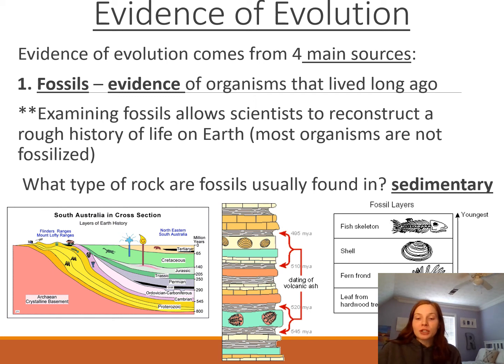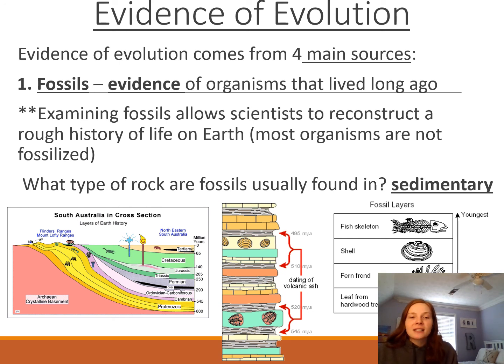Now, it's important to note that it is a very rough history. It's definitely not complete. And that's because most organisms are not fossilized. They may not be fossilized because they don't have hard shells or hard backbones that will fossilize. There may not be enough of them to be fossilized. And so we're probably missing about 90% of the organisms that lived on Earth in terms of the fossil record. So it's definitely not complete, but it does allow us to create a history of life on Earth in terms of really, really long, like 400 million years ago, 500 million years ago, things like that.